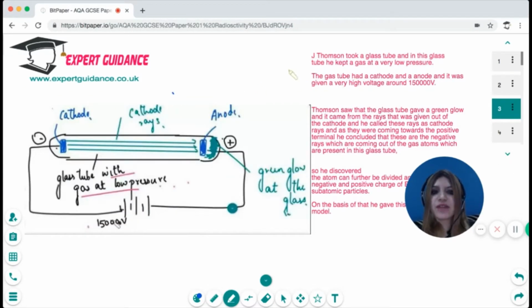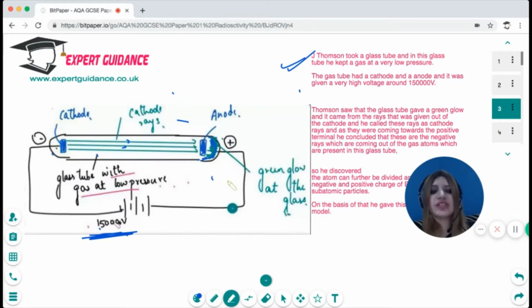The first discovery was by J.J. Thomson. What he did was he took a glass tube and kept a gas in it at a very low pressure. In the glass tube, he had a cathode and an anode and gave it a very high voltage, around 150,000 volts. At such a high voltage, he saw some rays going towards the positive plate, and as soon as they struck the positive plate, they caused a green glow at the glass. So he came to the conclusion that there are rays coming out of the cathode. He called them cathode rays.